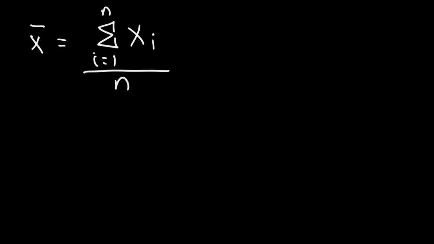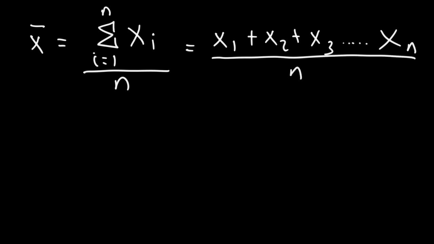Now let's go over the formulas for a sample mean. The formula for the sample mean can also be represented this way using sigma notation. So it's the sum of the data values starting from the first data value and into the last one in the sample divided by the number of data items in the sample. So this is equal to x1 plus x2 plus x3, and then this continues all the way to the last item in the sample divided by n.